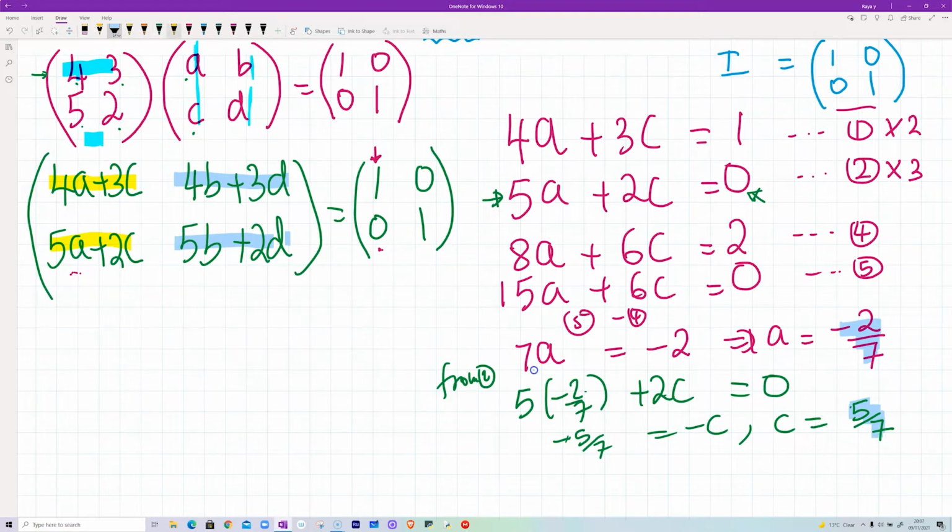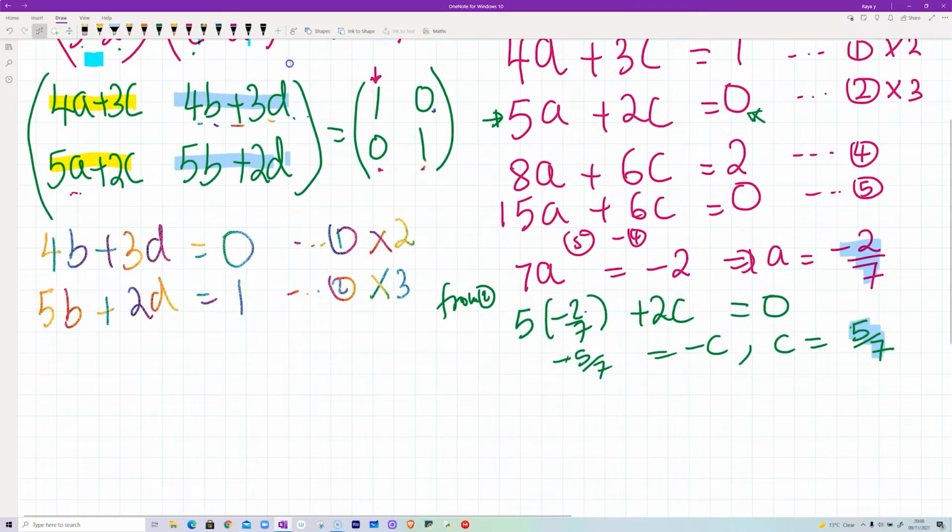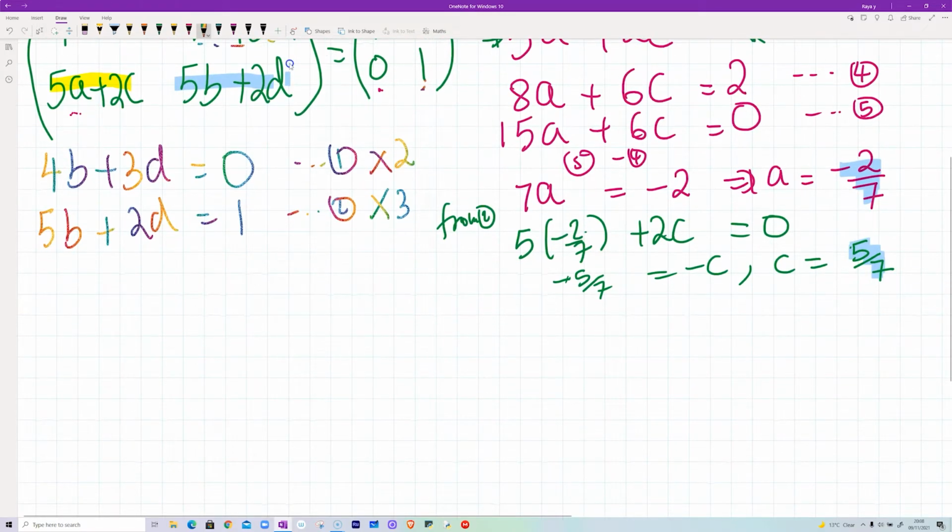Now let's find what B and D are. For B, we make the equation 4B plus 3D equal to 0. And then 5B plus 2D must be equal to 1. Call this equation 1 and this equation 2. You need to multiply this one by 2 and this one by 3. So let's solve B and D.